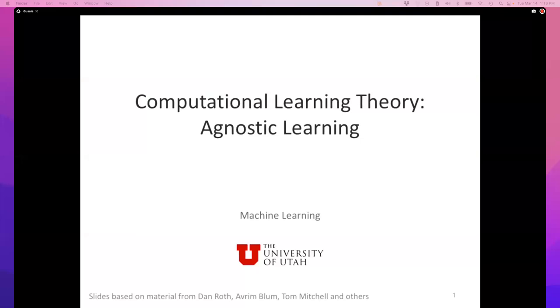Our next unit on this topic is called agnostic learning. We're still talking about computational learning theory. This will be the third of the four big pieces in learning theory. The first one being the definition of PAC learning. The second one was learnability in the consistent learning model, where we just have a bound on the sample complexity. The third one is agnostic learning, and the fourth one will involve VC dimension.